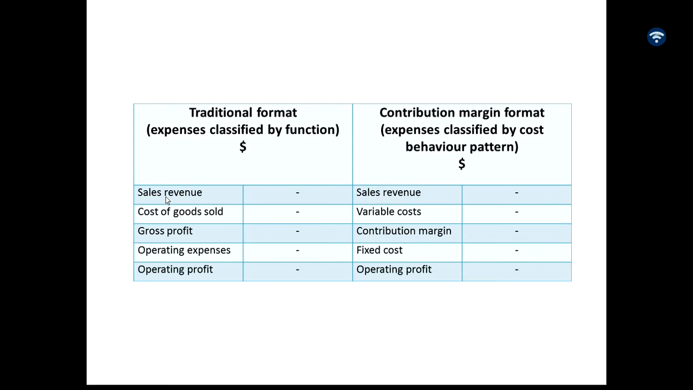In this table, we can see that sales revenue and operating profit in both of them are the same. The expenses classified are the difference between these two types of income statement formats. Traditional formats assort costs according to their functions, such as cost of goods sold, gross profit, and operating expenses. The contribution margin format, which is modified, assorts costs according to the behavior pattern, which is variable or fixed.